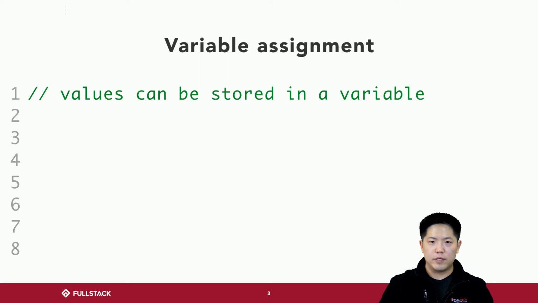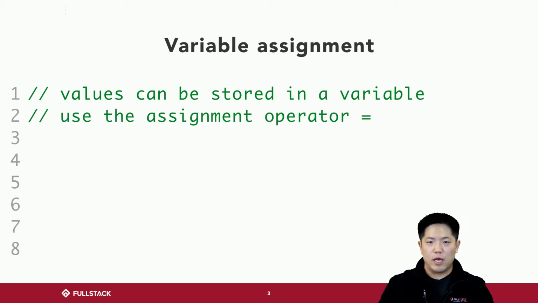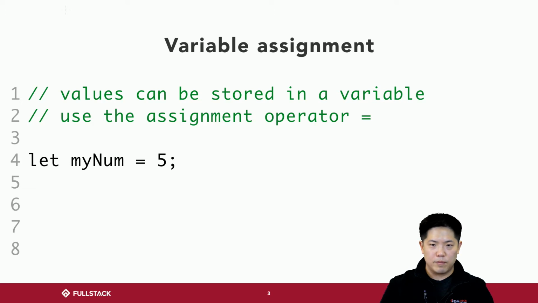So, variable assignment. What we want to do is take values that we want to work with and store them into variables that we can modify, pass around, or reuse later. We can do that using the assignment operator, which in JavaScript is the equal sign. For example, we say let myNum, being the variable, be assigned the value 5.